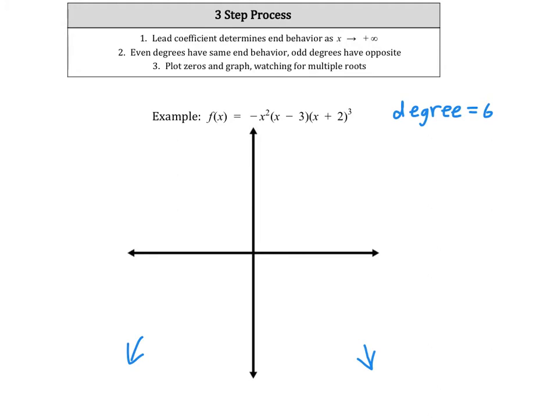Now let's plot our zeros. So here we are going to have a 0 at 0, and it's going to be a double root. We're going to have a 0 at x equals 3, and we're going to have a 0 at x equals -2, and that's actually going to be a triple root. So let's plot those points. So here's 0, here's 3, and here's -2. So let's start with that triple root at -2.